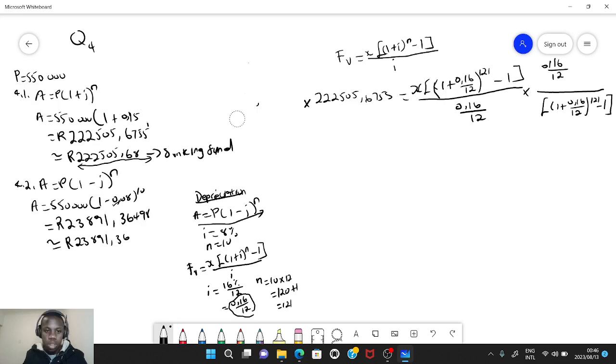So now what do I do? I multiply by the reciprocal, and just know that the reciprocal simply means you swap, right? You take the denominator and make it the numerator, and you make the numerator the denominator. You just simply swap the numbers, right?